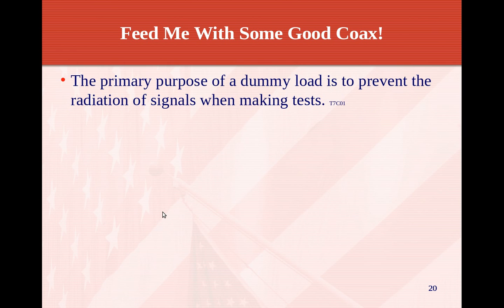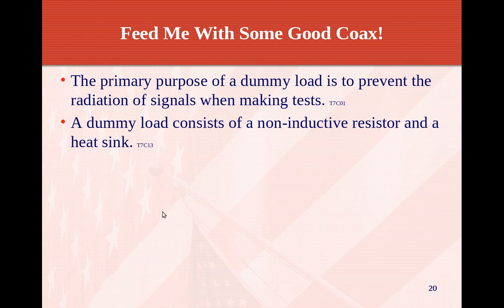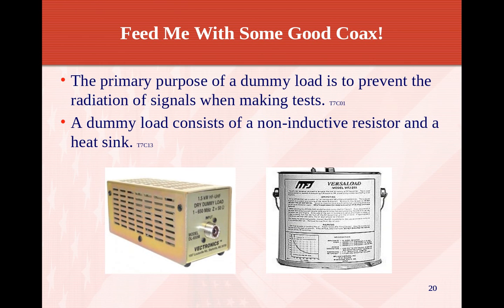The primary purpose of a dummy load is to prevent the radiation of signals when making a test. So a dummy load consists of a non-inductive resistor and a heat sink. So here's a couple of ones. Here's one in a paint can. This is a 1 kilowatt one, and this is a dry type. This is a wet type. The wet type is filled usually with mineral oil, and here's the dry type here. It's just a carbon resistor that's in there.